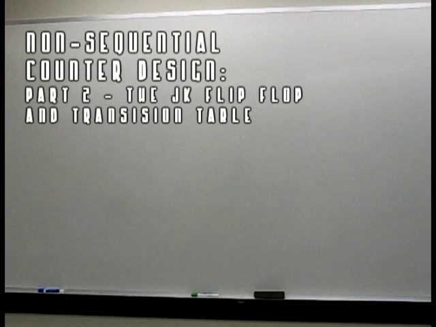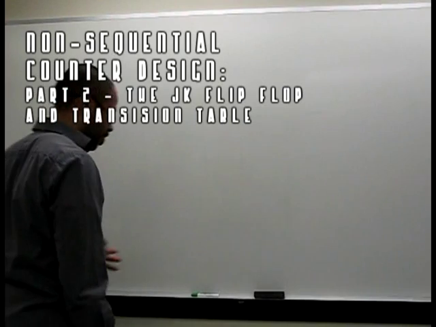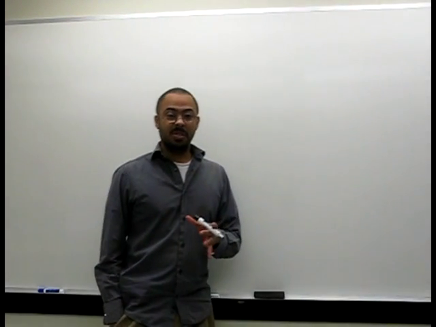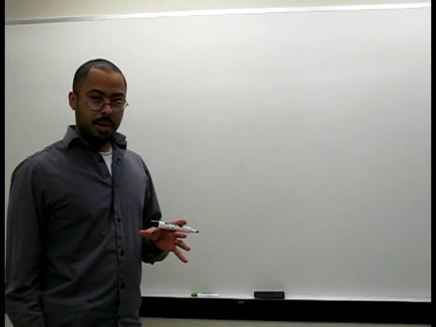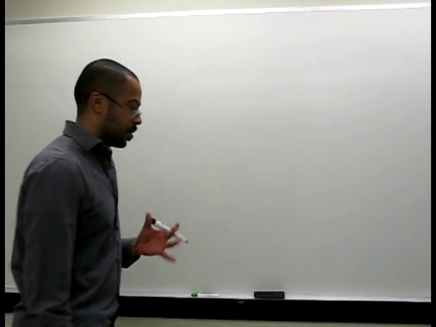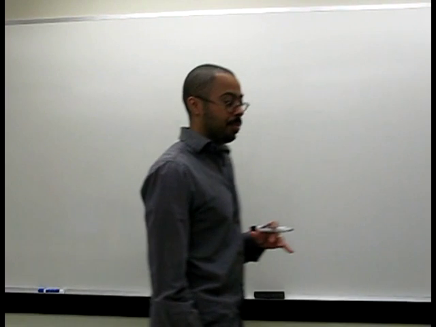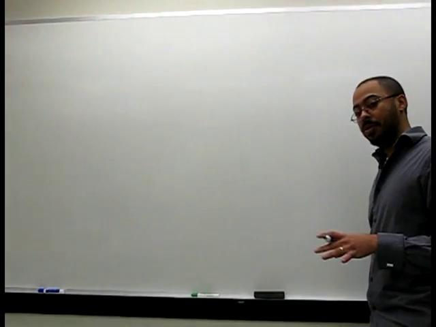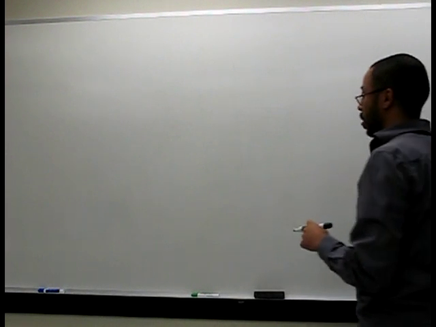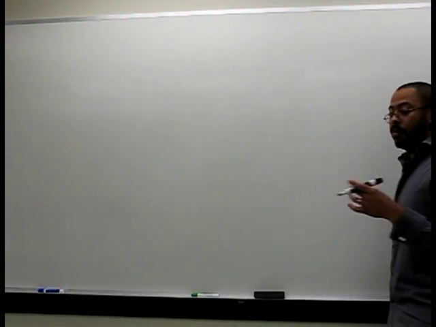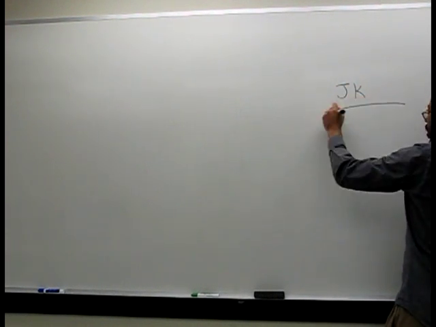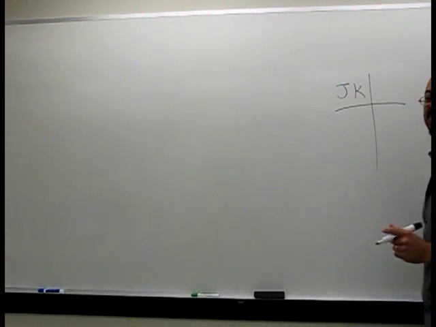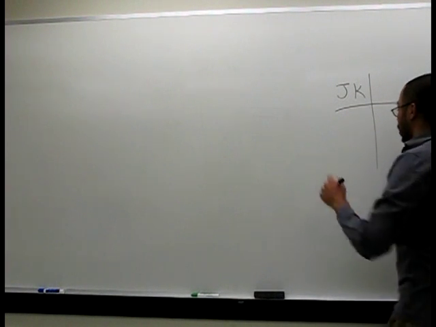Alright, in this video lesson I'm going to talk about the basics of the JK flip-flop and transition table so that we can talk about the design of synchronous counters. First off, I'm going to make an assumption that you guys are already familiar with the truth table of the JK flip-flop, basically meaning all the states of J and K, all the operation modes of the JK.